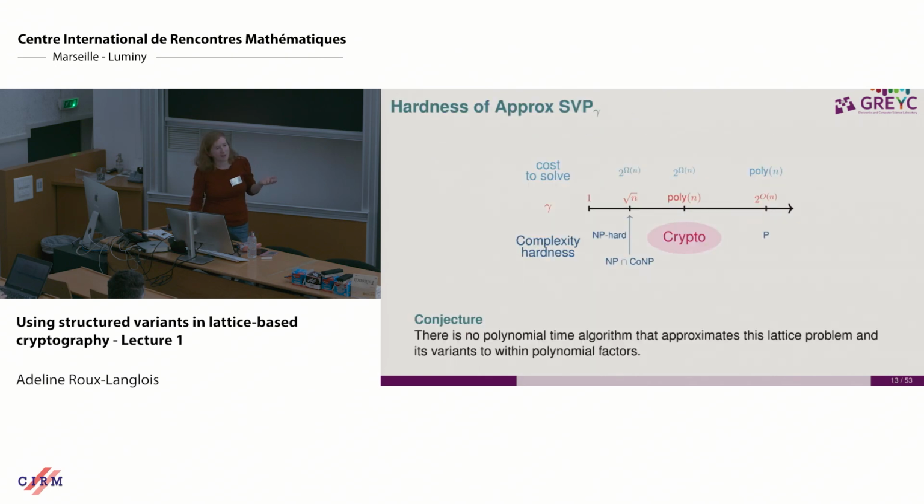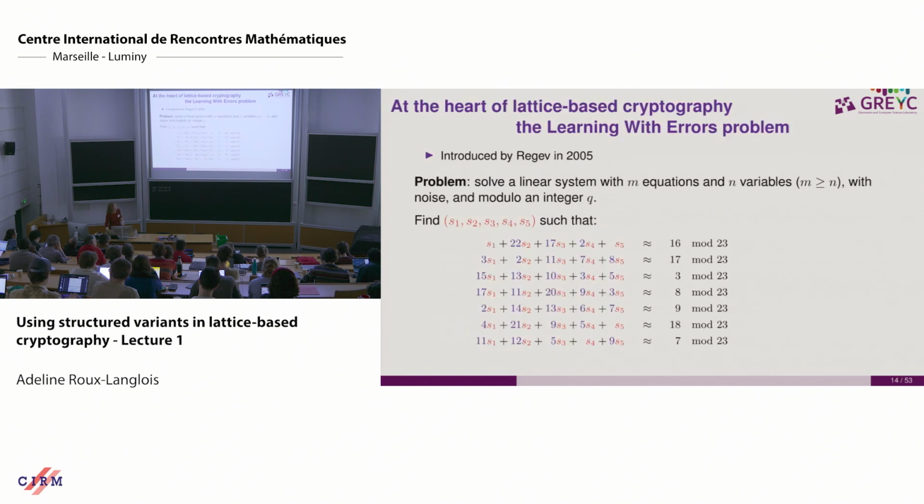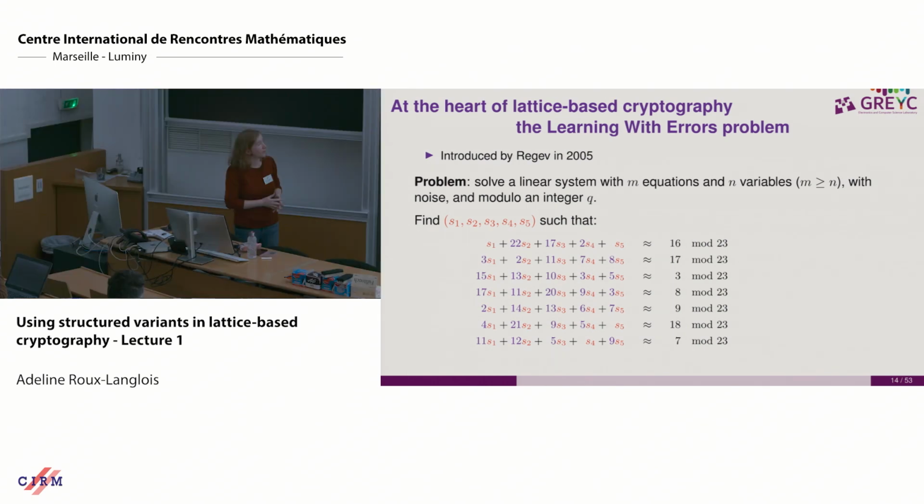So no, as I said, we cannot use them directly because there are these problems that you have some lattices which are very nice for cryptography because it will be very hard to solve, but some other where it will be very easy. So we don't want easy instances when you use cryptography. So to solve this problem, Regev in 2005 introduced the learning with errors problem, which I think is really at the heart of lattice-based cryptography.